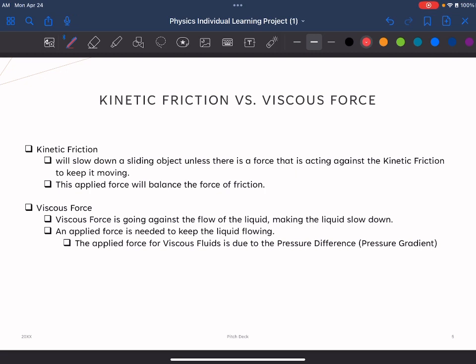Our viscous force is very similar, but it's with our fluid. The viscous force goes against our fluid, which will make it slow down, and we need an applied force. This applied force is the pressure difference, or the pressure gradient that I talked about, where if you have a pipe and you want the flow going this way, this side needs to be higher than this side. So then the liquid will continue to move to the right.